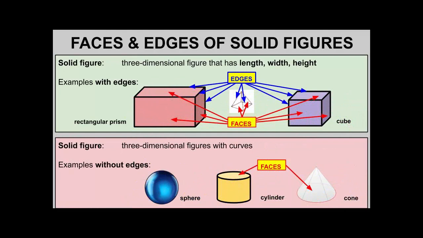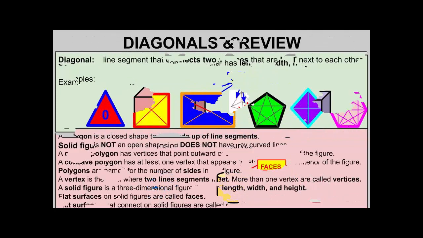Moving on to solid figures, they are 3-dimensional with length and width and height. There are also special solid figures that have curved parts of their solid bodies. Flat surfaces on a solid figure are called faces. And flat surfaces that connect on solid figures create edges.